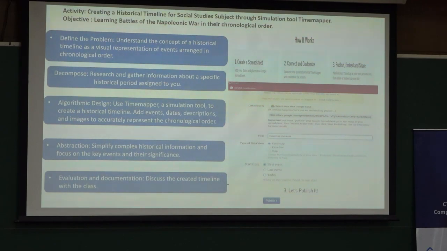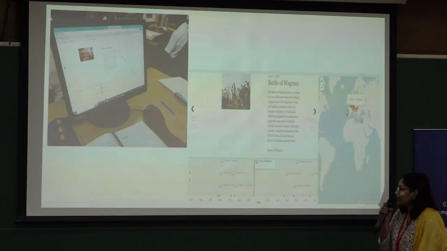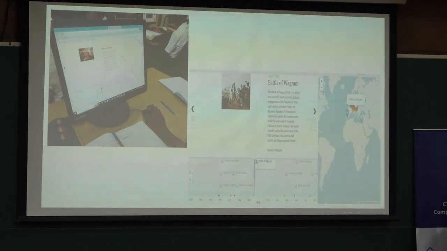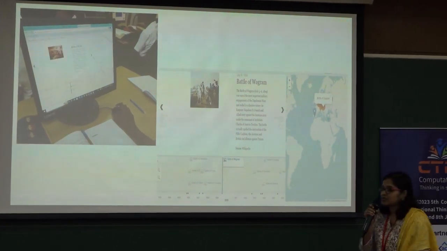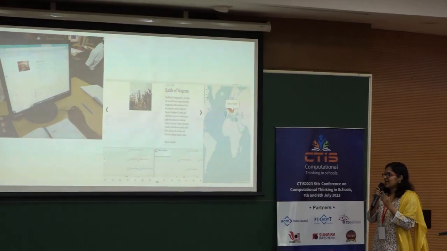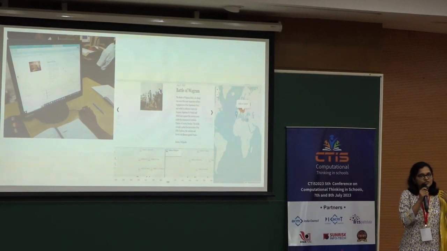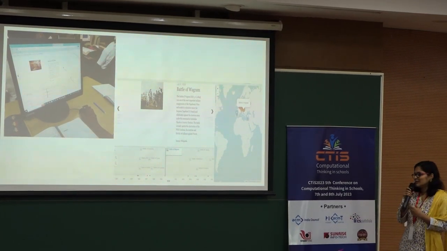And after publishing it, they will be seeing a timeline here. They can go through the timeline. At the right side, they'll see the geographical location where that event has happened. And at the right side, the description of what they have given. So this gives a visualization concept for children. So when you visualize something, that concept becomes very clear to us.